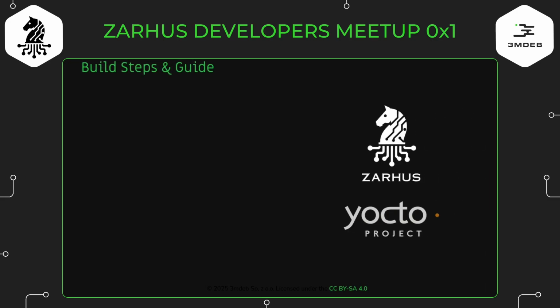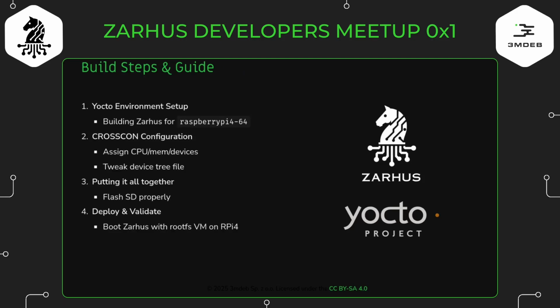So how do you do it? Well, there are a couple of steps that need to be done correctly in order to get our setup to work. Firstly, obviously, we need to build the Zarhus image for the Raspberry Pi board. One very important thing to keep in mind here is that we use the CAS container script for our builds.